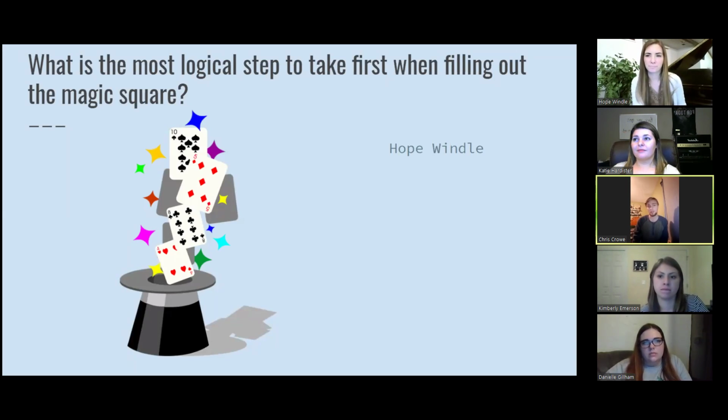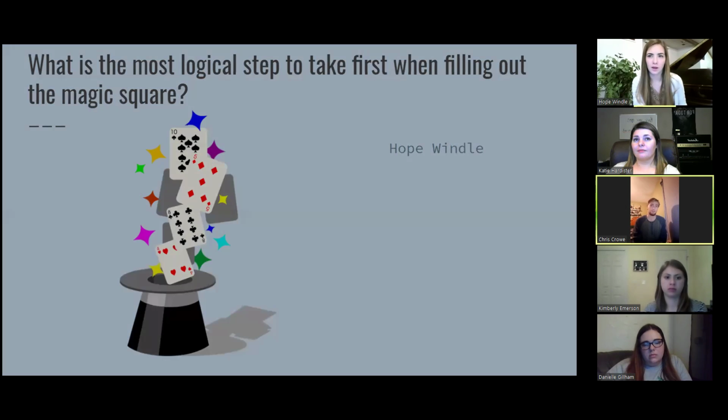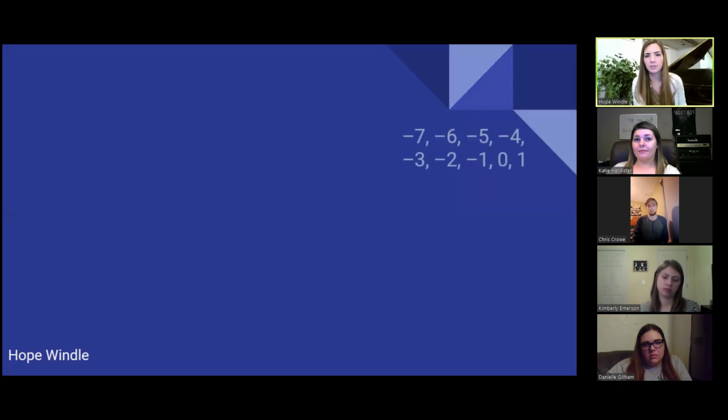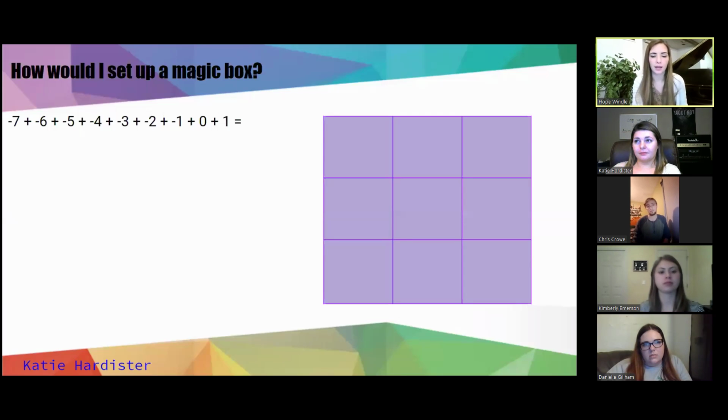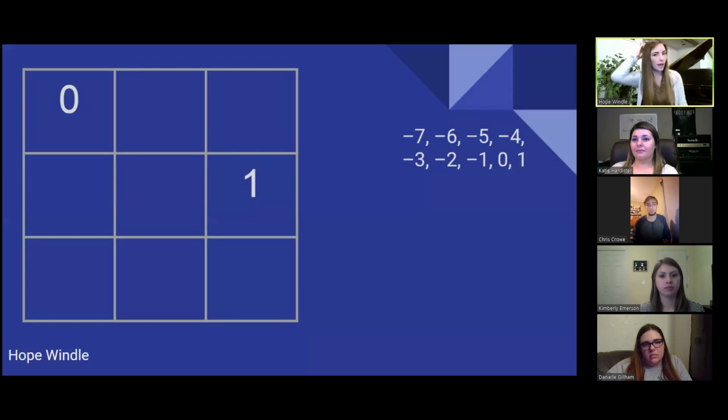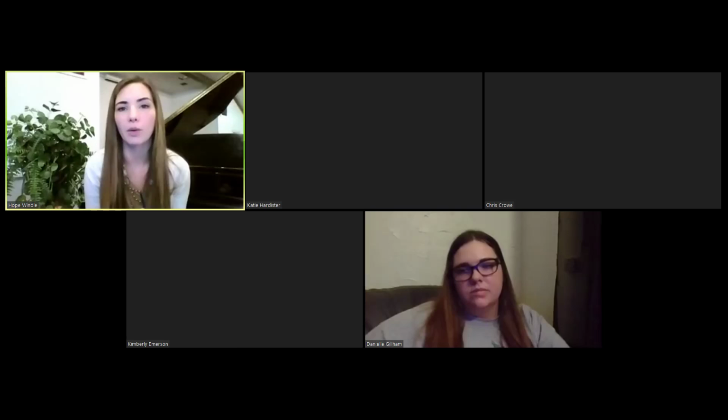Hope, what is the most logical step to take when you're first filling out the magic square? Okay, well, what I did whenever I was filling out this square, after finding the magic sum, I was like, okay, so I see I have 0 and 1 to start out with.